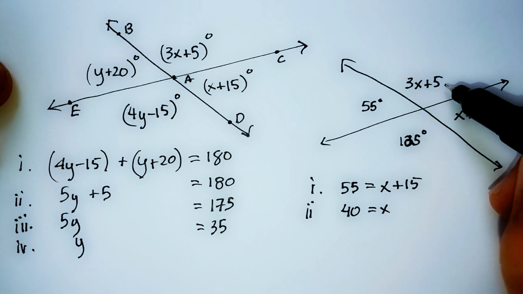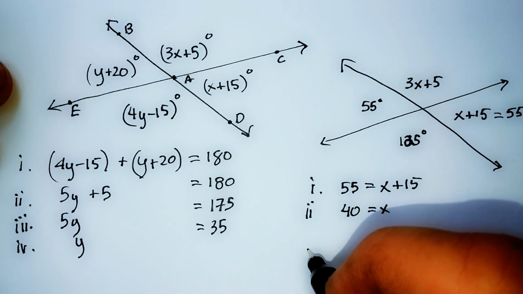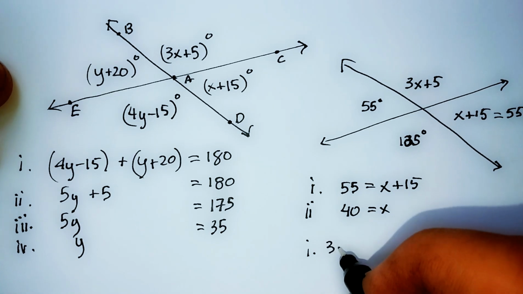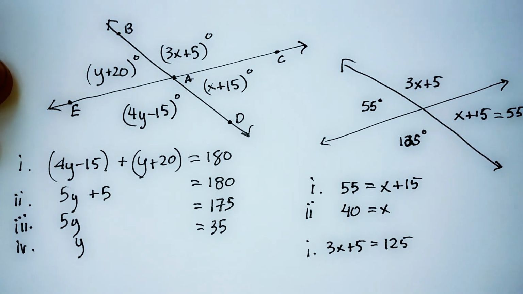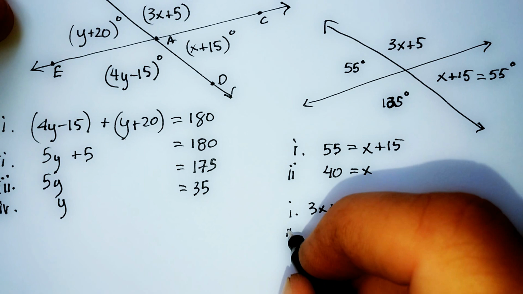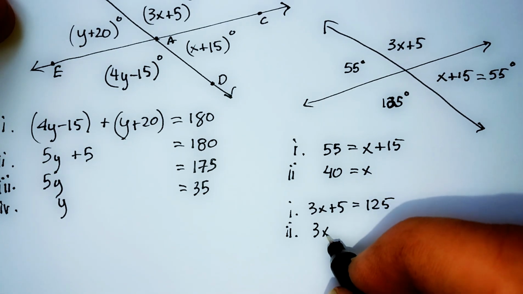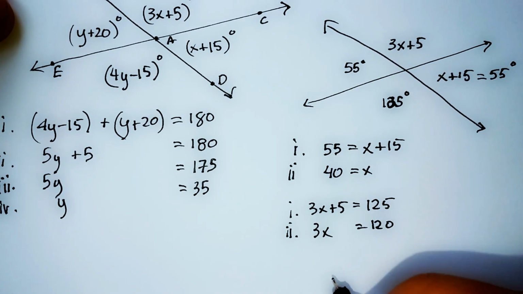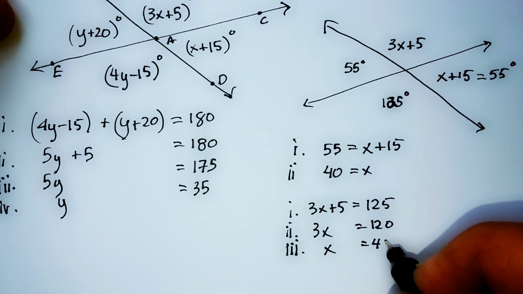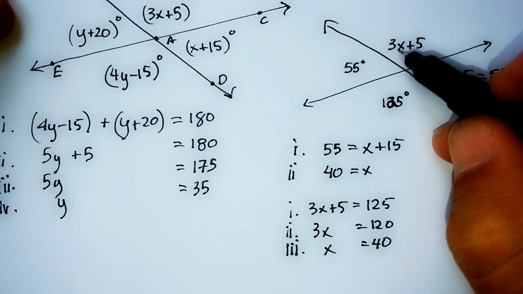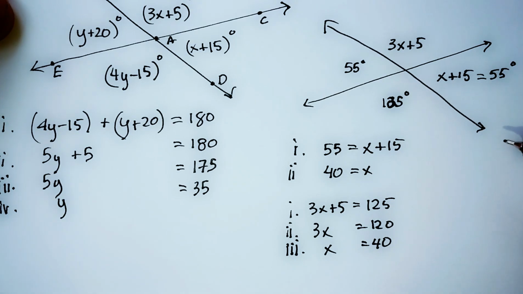And then 3x plus 5, third problem, is equal to 125. I'm going to get 3x equal to 120, or x is equal to 40. When I put 40 in there, I'm going to get 125.